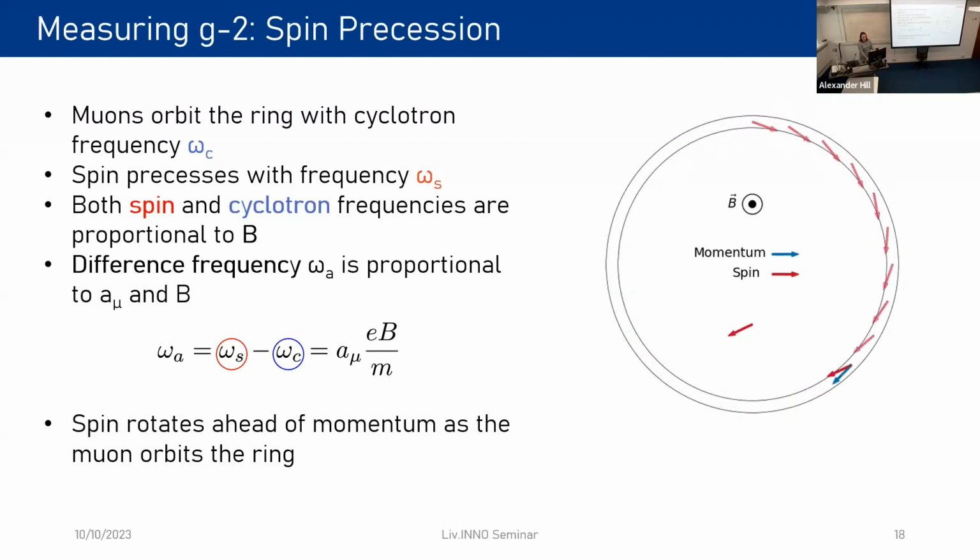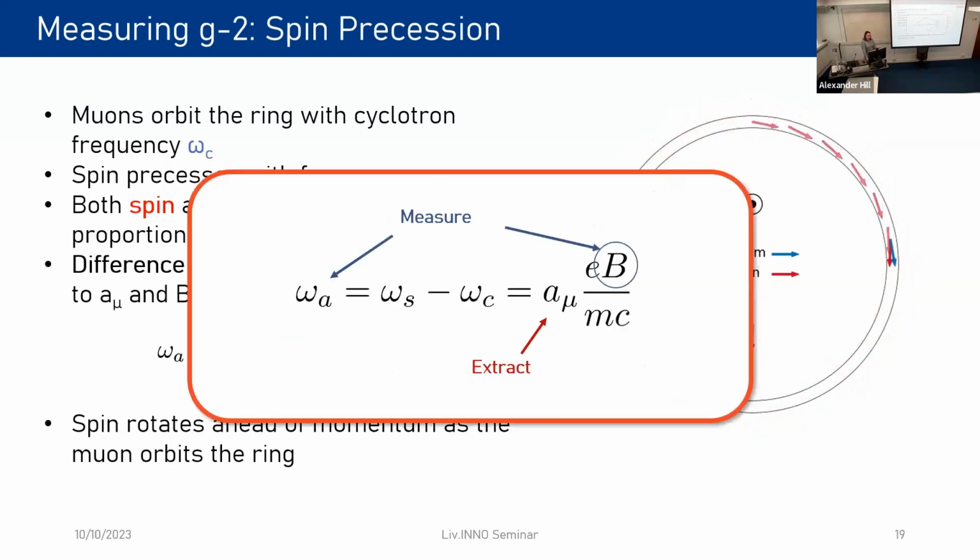So you can see here, this arrow rotating there is the difference frequency. We call this omega A, for omega anomaly, which is just the difference between the spin frequency and the cyclotron frequency. So this is how the signal of the experiment is the rate of precession of this pale red slowly rotating vector here. Okay, so don't worry too much about that, but let's think about how we measure it.